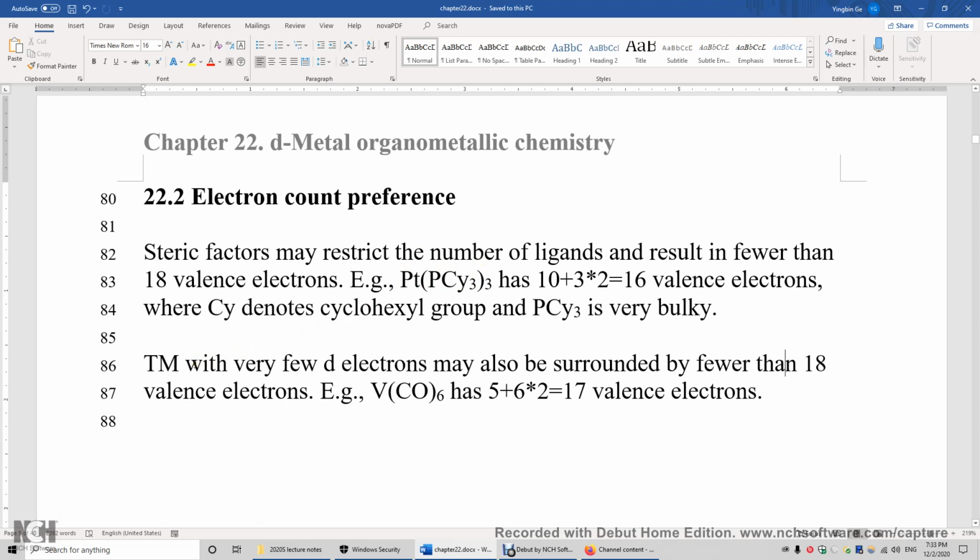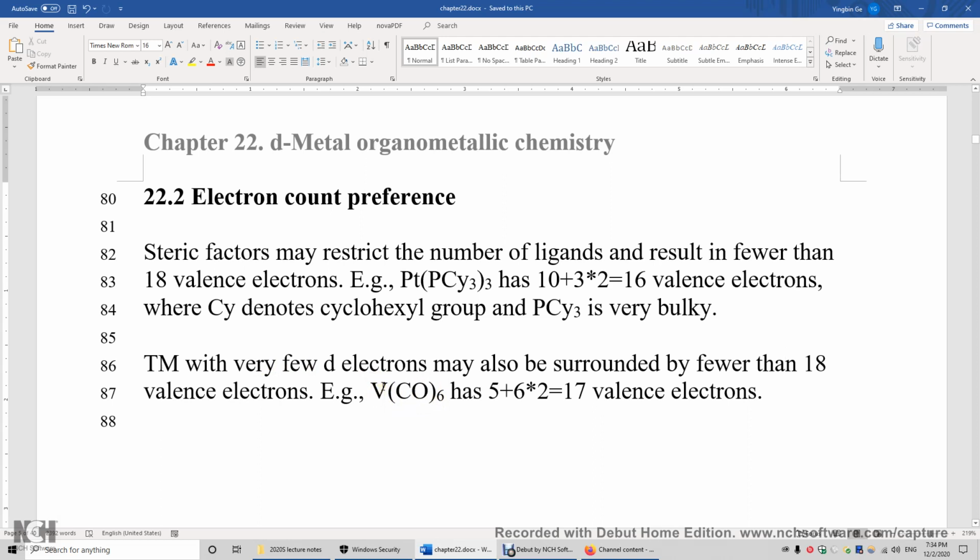Transition metal atoms or ions with very few d electrons may also be surrounded by fewer than 18 valence electrons. This is simply because we just don't have enough electrons to start with. Here's a good example. This is hexacarbonyl vanadium. This vanadium has an oxidation number of 0.